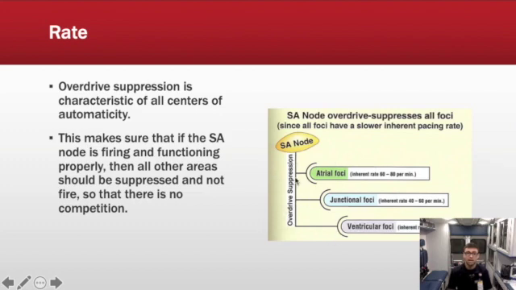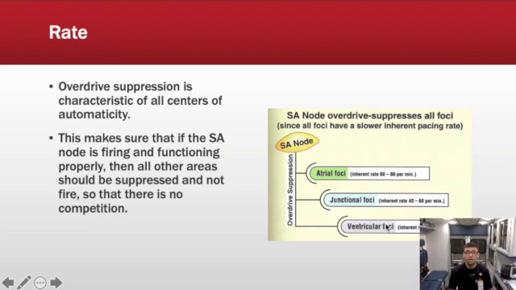If this were to fail, it's now going to start going down the line. Then we're going to see that overdrive suppression. So again, the SA node is not firing correctly, so now the junction is going to be taking over at 40 to 60, and then if that is not firing correctly, the ventricular foci are going to be taking over at a rate of 20 to 40, which is very slow.